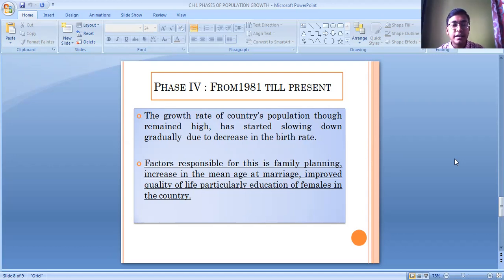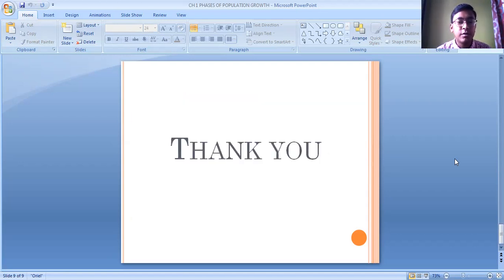Now, in the years 2001 to 2011, the population growth rate has declined a little bit. And when we get the new census data of 2021, we will find that the population growth rate of our country has gone further down. So here we have mainly discussed how the population of our country increased in different time periods, in different phases. This is one of the most important topics of this chapter. So thank you.